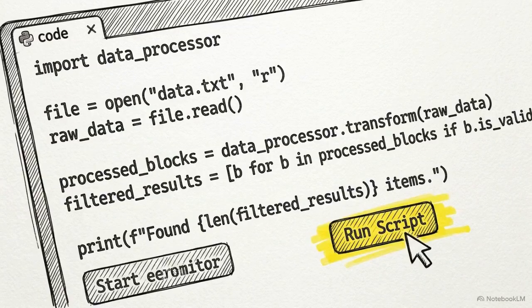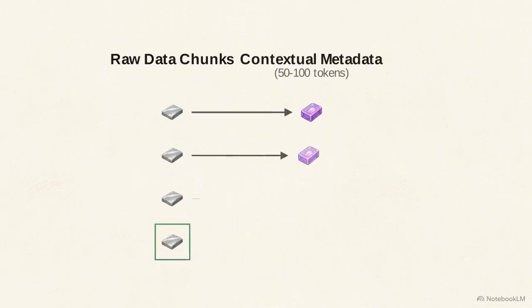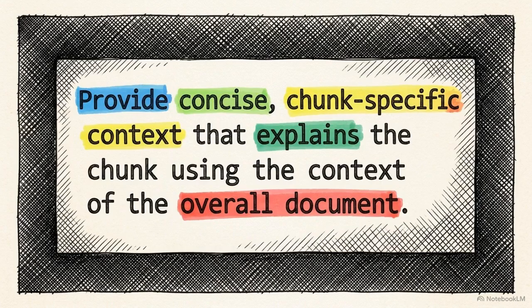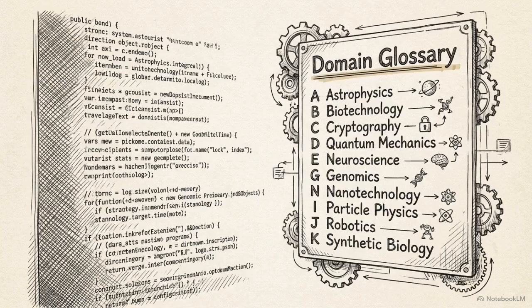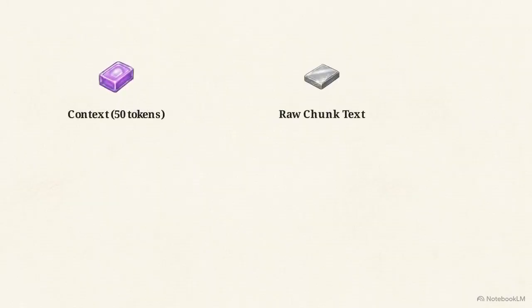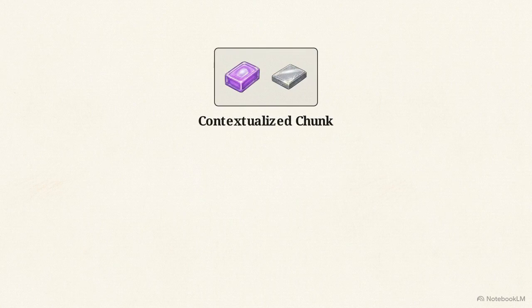Now that the document is cached, we instruct Claude 3 Haiku to read it and generate 50 to 100 tokens of explanatory context for each individual chunk. You will pass in these exact prompt instructions. You can also customize this step by including a domain glossary if your documents use highly specific technical terminology. Next, we physically concatenate the text. We take that newly generated 50-token context and prepend it directly to the original raw chunk text.